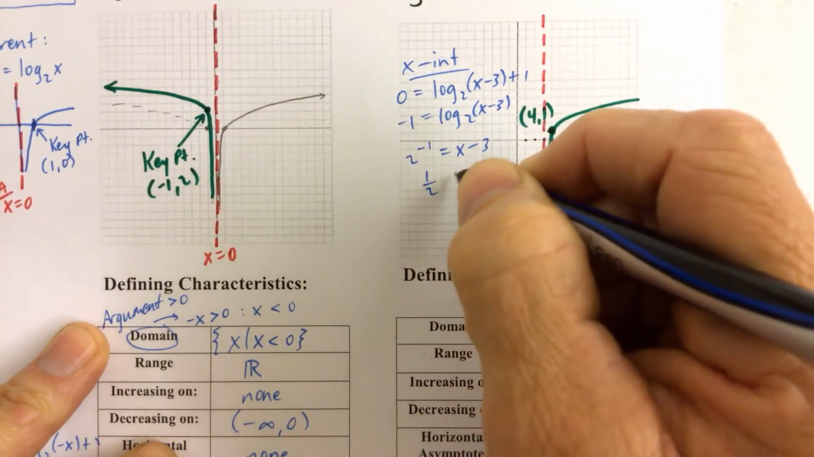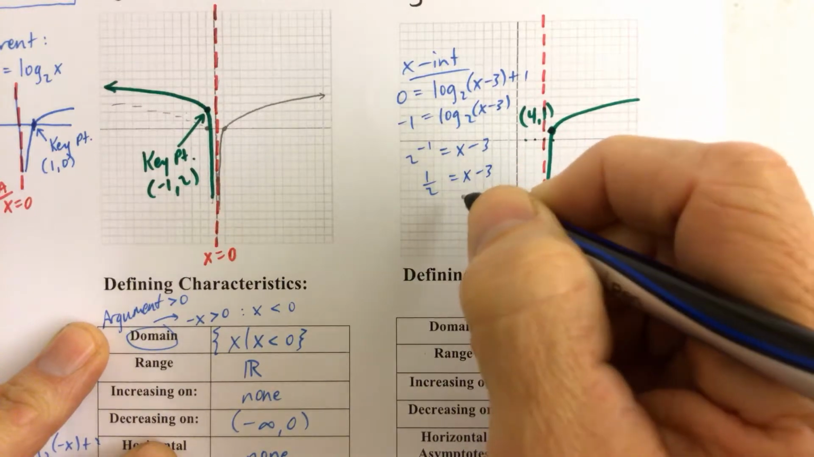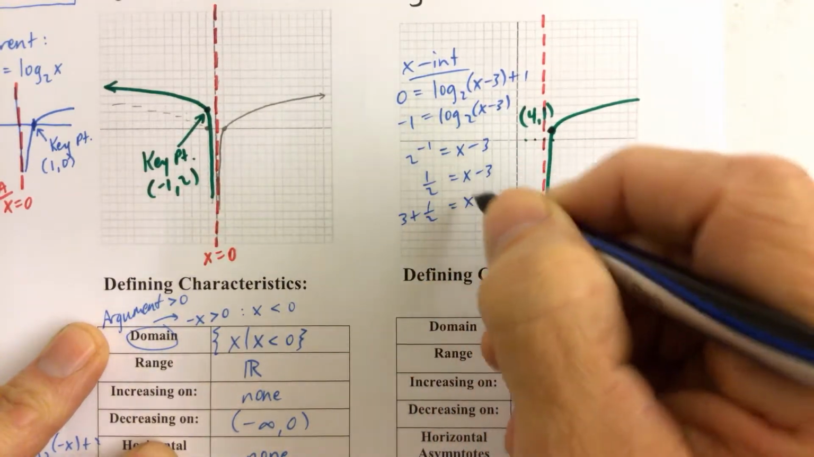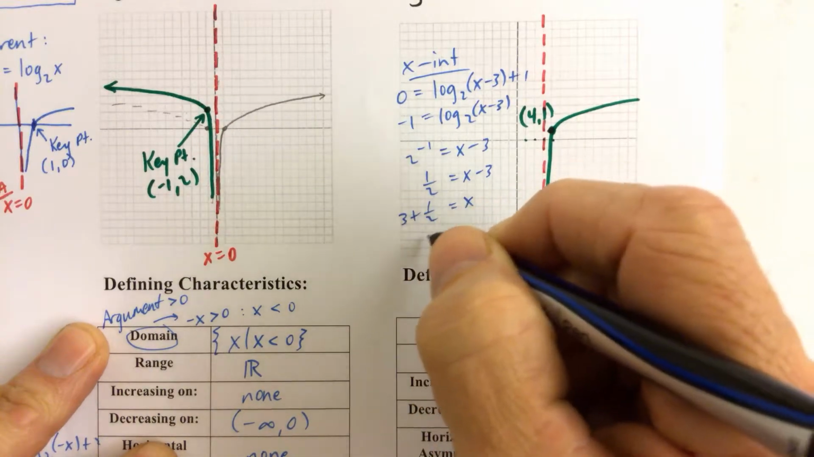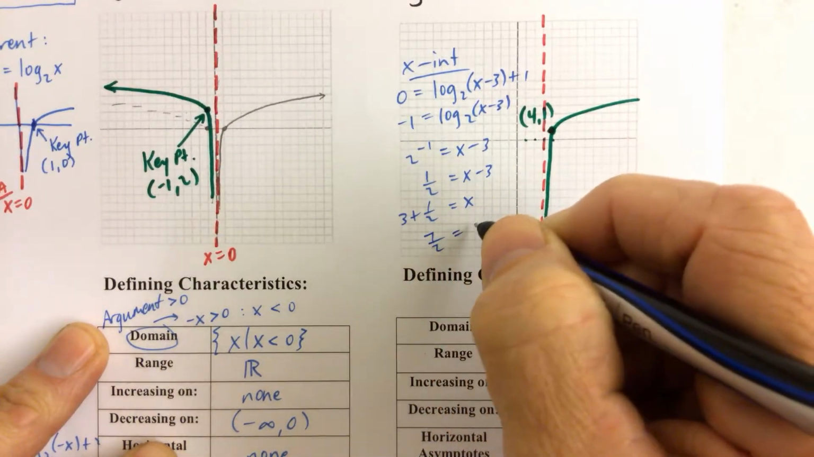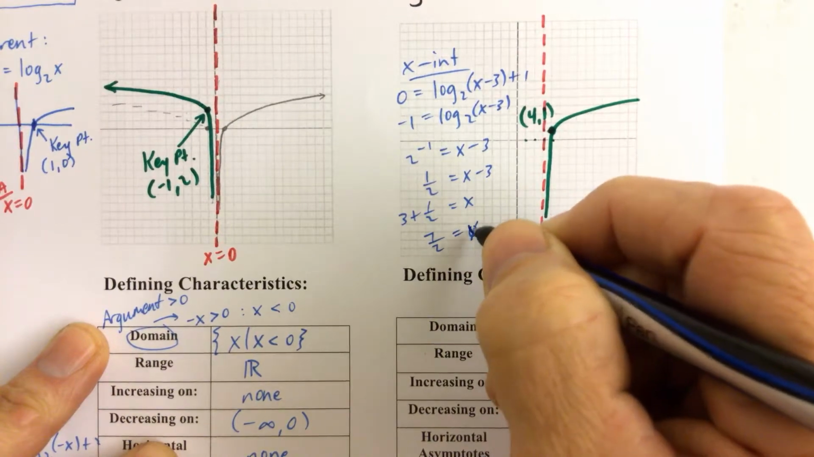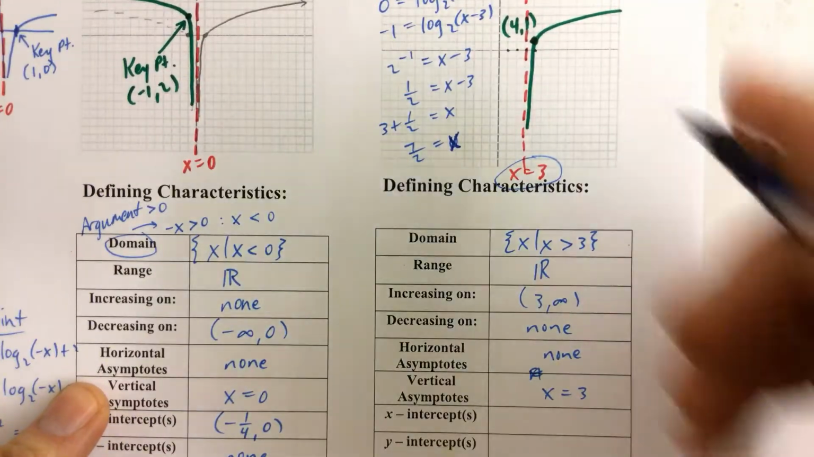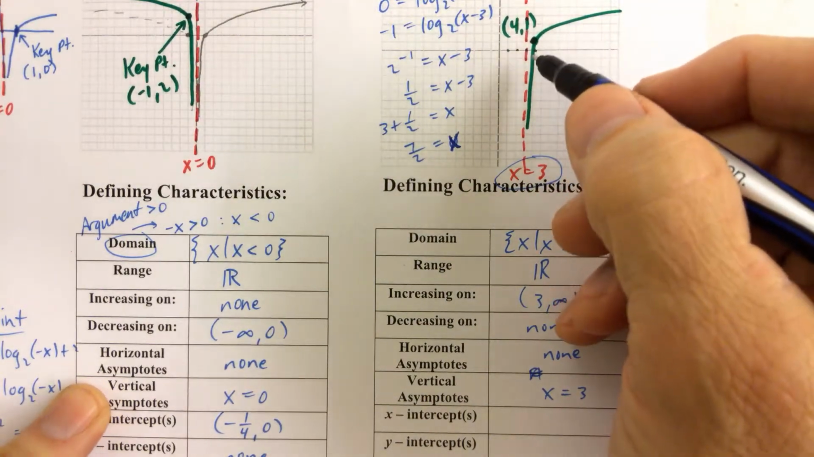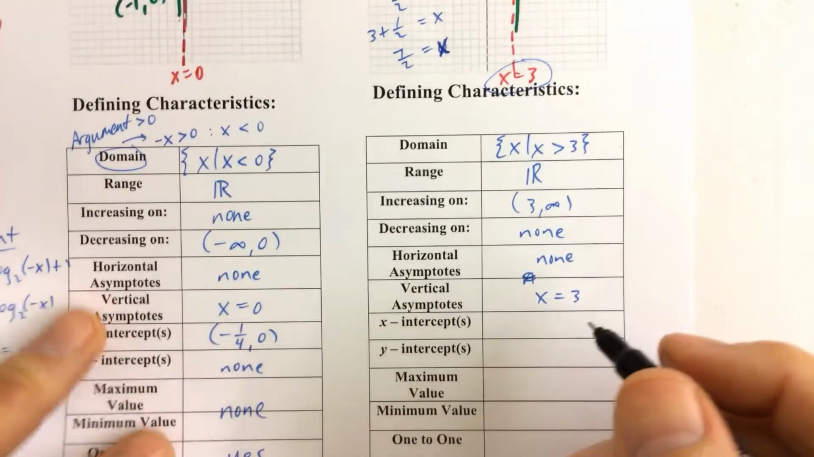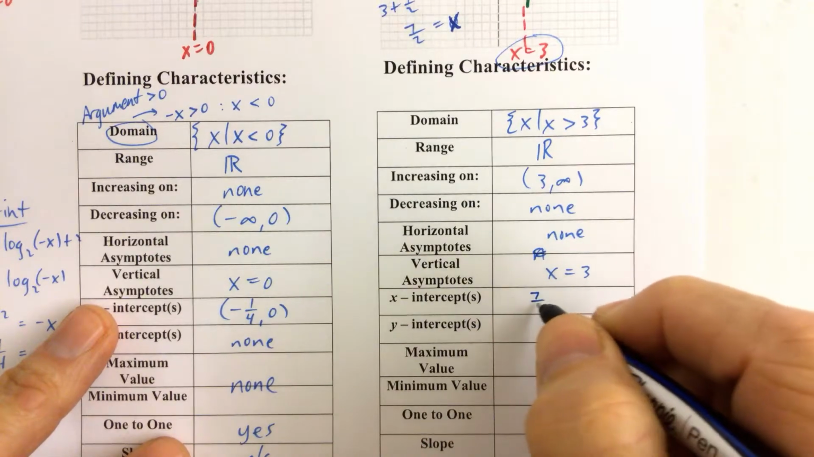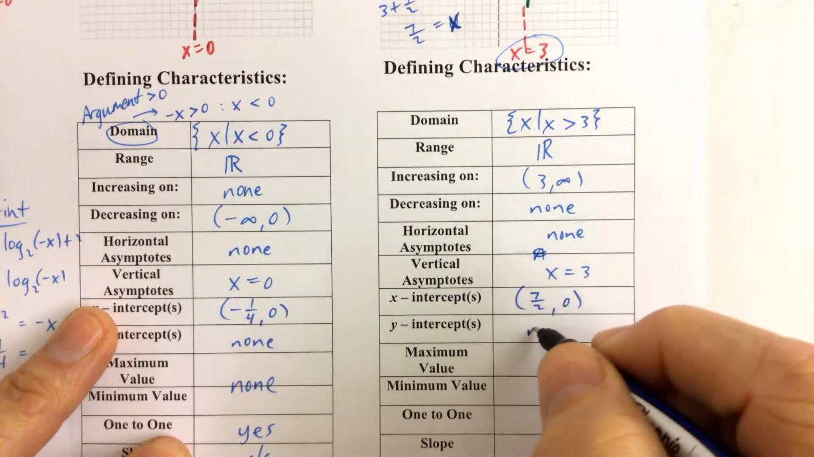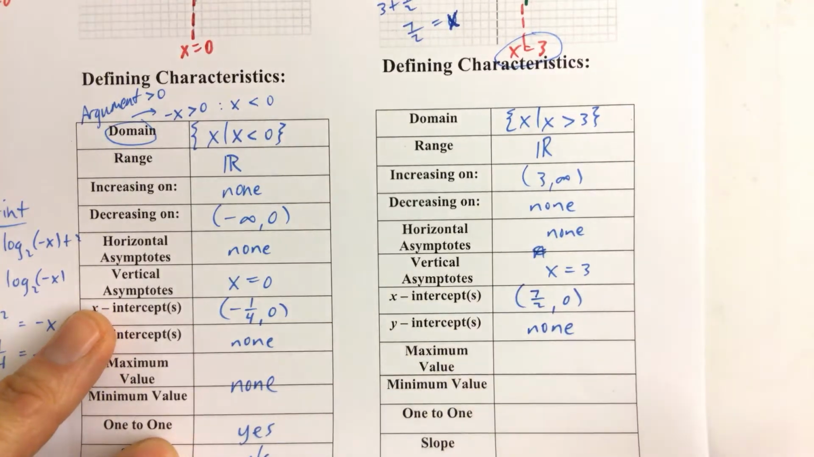We know that 2 to the negative 1 is 1/2. If we add 3 to 1/2, what do we get? 3 plus 1/2. So if we add 3 to both sides, 6/2 plus 1/2, that's 7/2. So 7/2 is equal to x. That's 3.5. So our x-intercept, we could see that that's a reasonable x-intercept to the right of our vertical asymptote, so we're good there. So again, our x-intercept is (7/2, 0), or (3.5, 0). You can see it doesn't go through the y-axis.